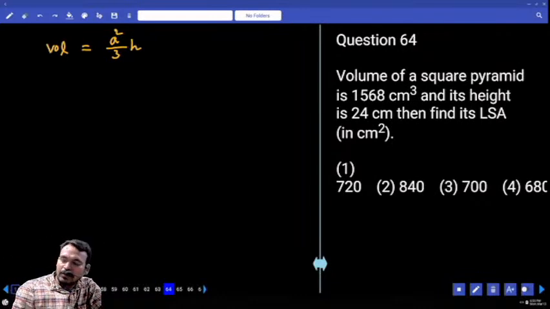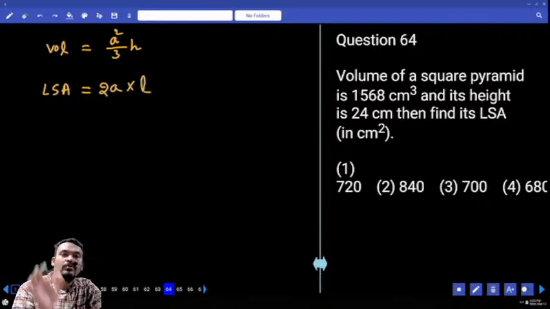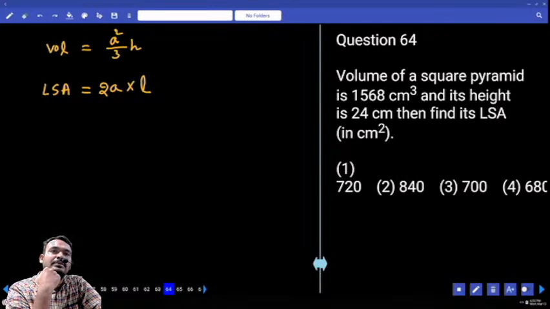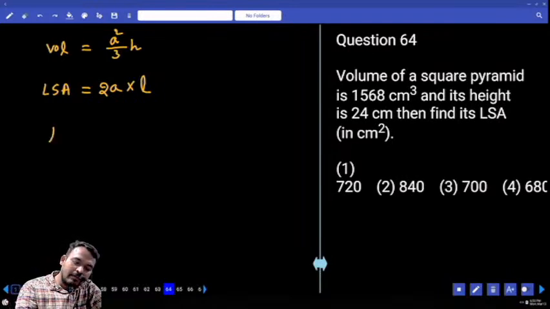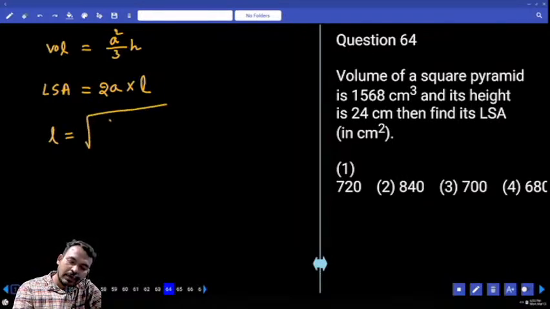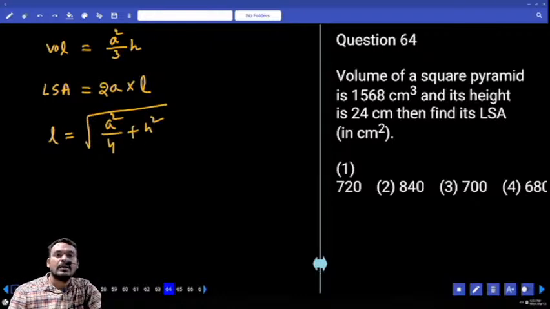Next, it is volume value and lateral surface area. Lateral surface area is equal to 2a into L, where L means slant height. Again, the L value is written as square root of a square by 4 plus h square.